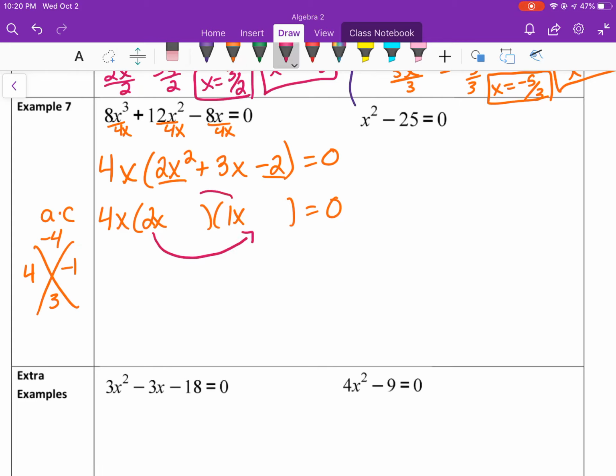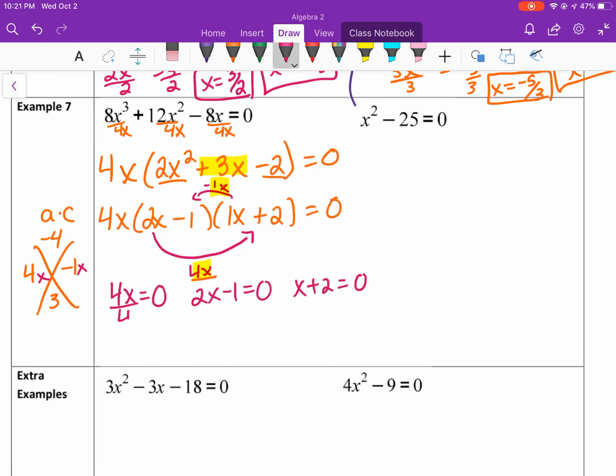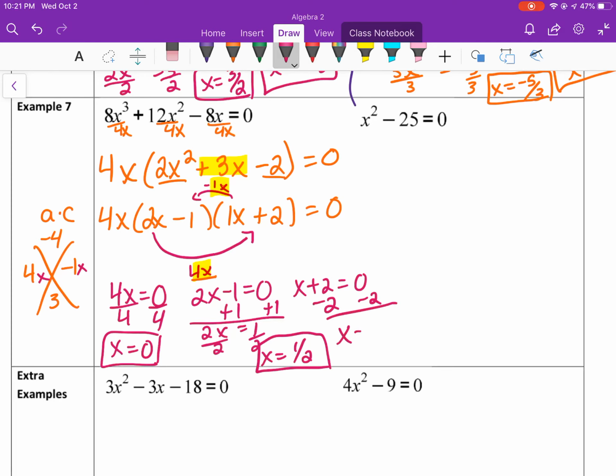Then 2x times what and 1x times what? So I can make 4x with the 2, and I can make negative 1x, because remember these are my x's, with the 1. So 2x times positive 2 is 4x, and 1x times negative 1 is negative 1x. And then remember, these two always have to add up to your middle term to make sure that it works out. So then you have your factors, and then to finish solving, you take each factor, set it equal to 0, and solve. So this one I divide by 4, I get x equals 0. Add 1, 2x equals 1, divide by 2, x equals a half. And the last one, subtract 2, x equals negative 2.